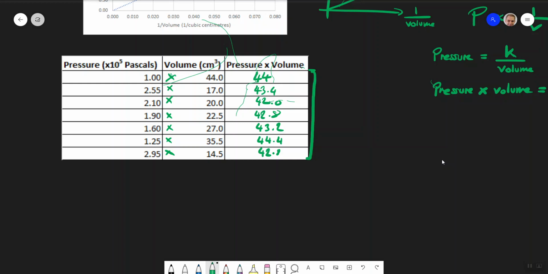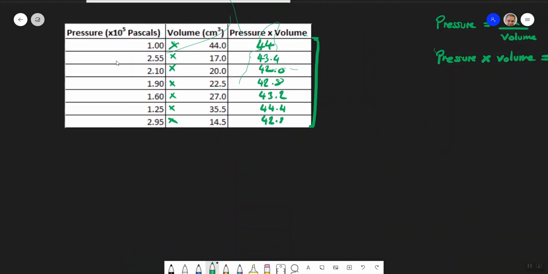So there is something that's changing, which means that we could maybe make a prediction. We could say, well, what would happen? So this comes out as being, I'm going to average all these out. I'm doing that in my head, but I'm going to say that's approximately 43. Let's go with that being an average of about 43. Whatever we do to one thing, we would always get pressure times volume equals 43 for this mass of gas at that temperature.